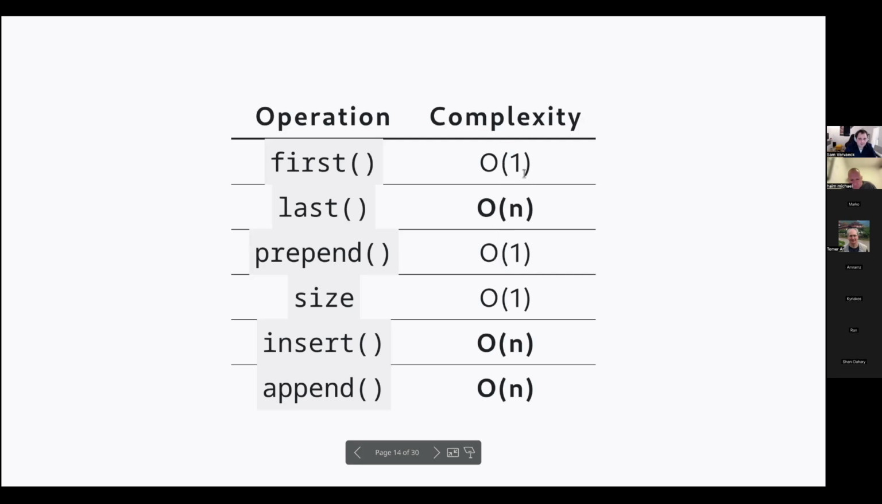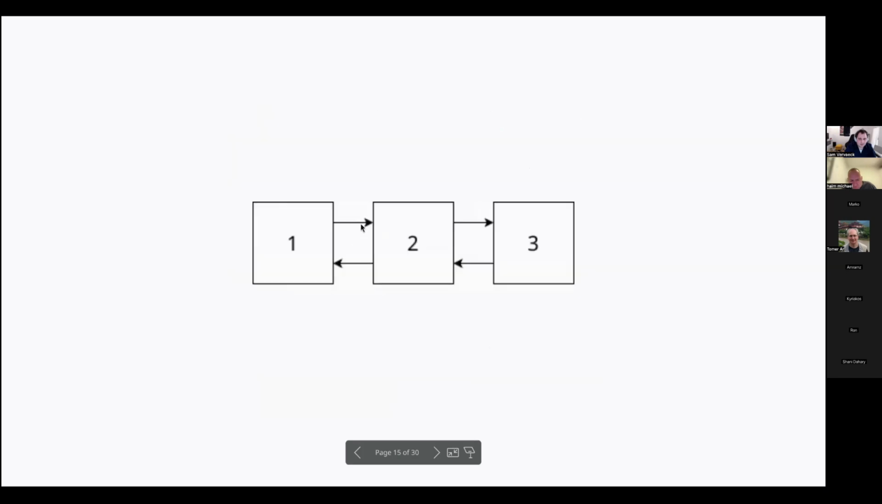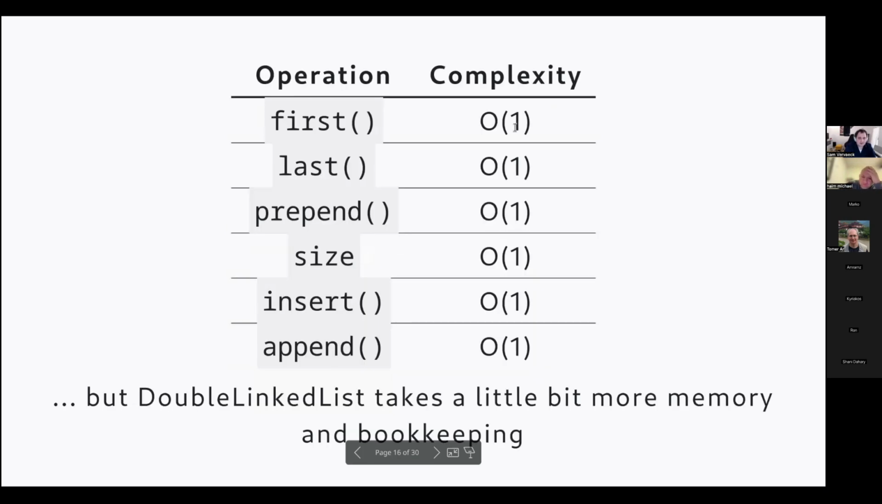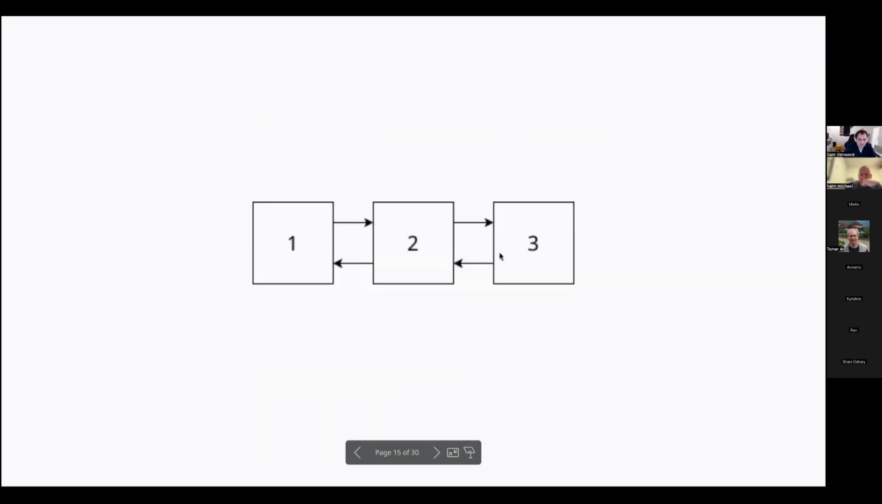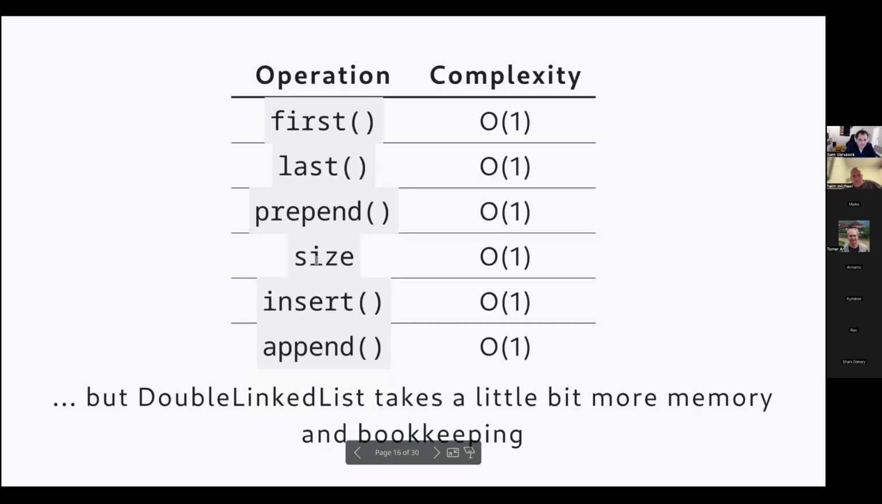Double linked list is much the same as a single linked list, but you get a pointer back to the previous element. And this allows you to do some clever tricks where actually almost all the basic operations are O(1), but it takes a little bit more memory and bookkeeping because you have to store these references back to the previous node. Also, you can't efficiently query the data. If you want to find an element in the list, you still have to traverse it.